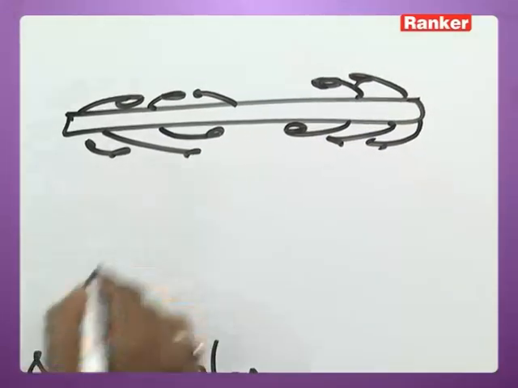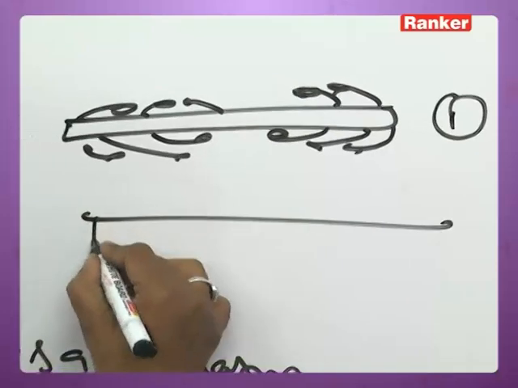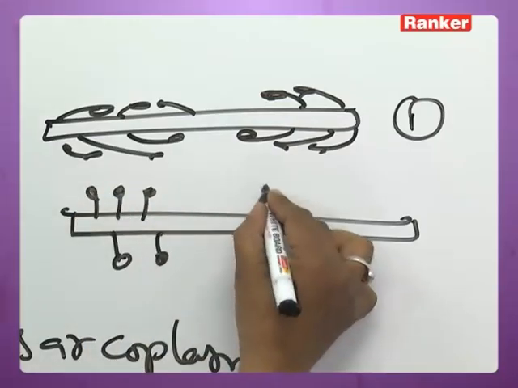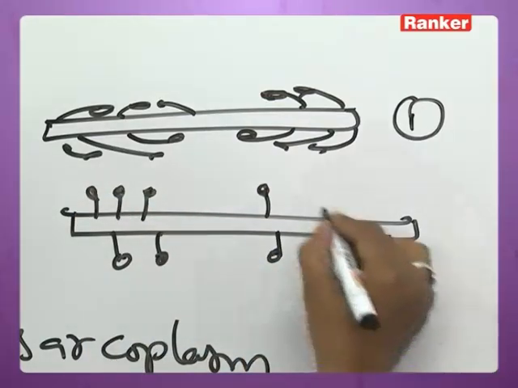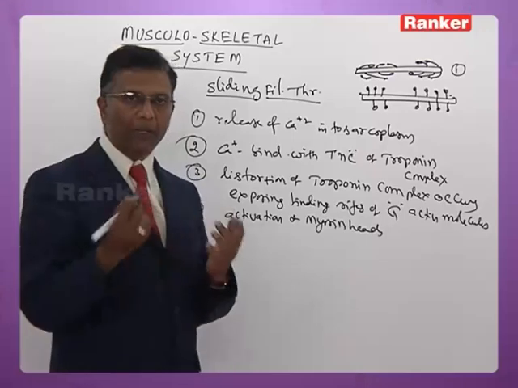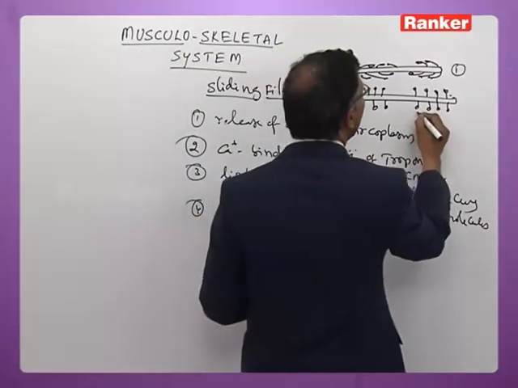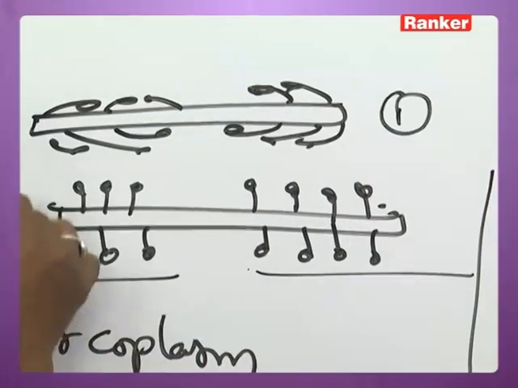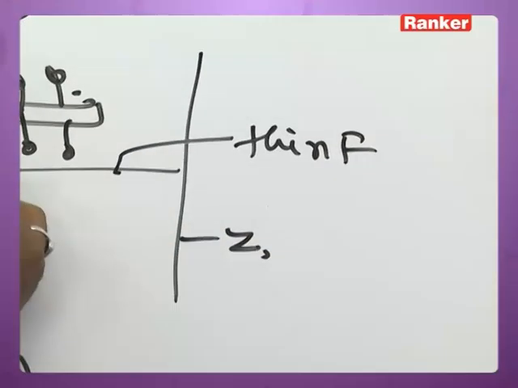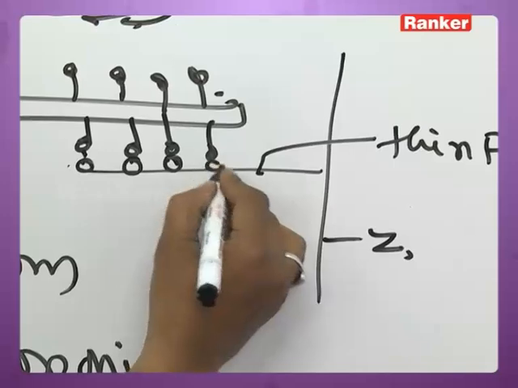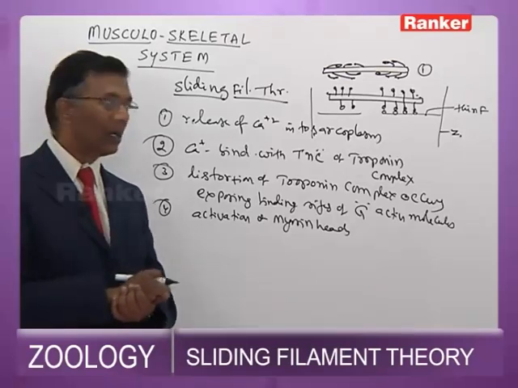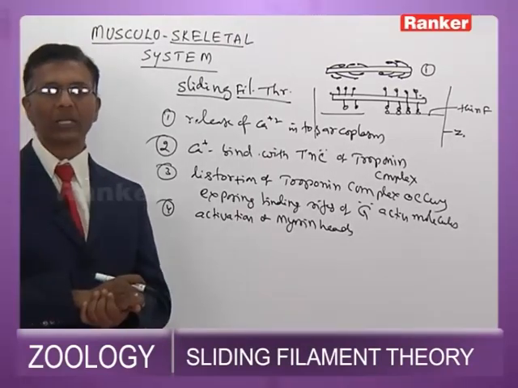But when the calcium ions are released into the sarcoplasm, because of the high concentration of calcium, the myosin heads become perpendicular to the thick filament. All the myosin heads become perpendicular. When they become perpendicular, they come in contact with the G-actin molecules. This is the thin filament, this is the Z line. The entire thin filament is made up of G-actin, so the myosin heads come in contact with G-actin molecules to form the actomyosin complex.